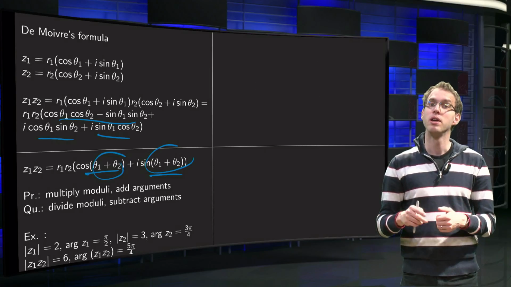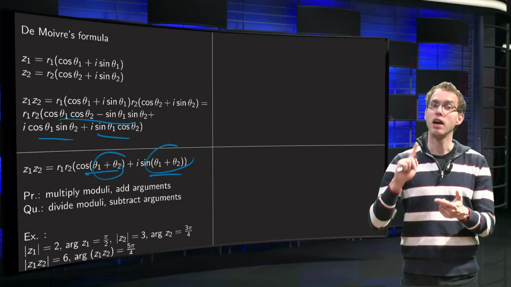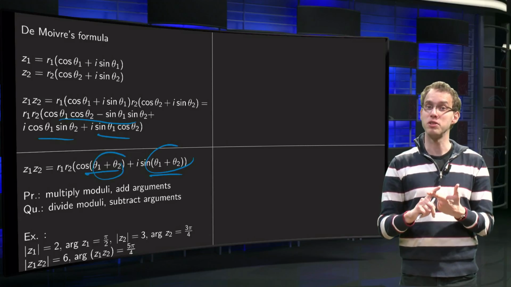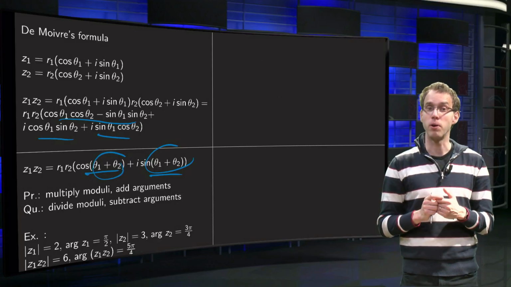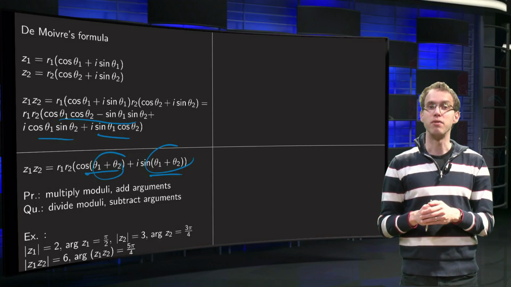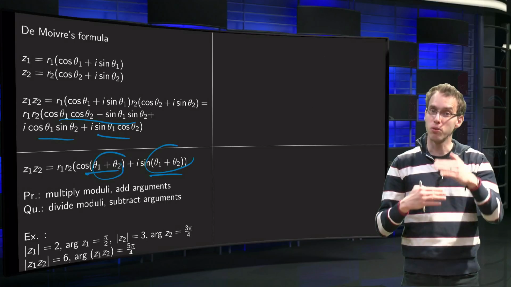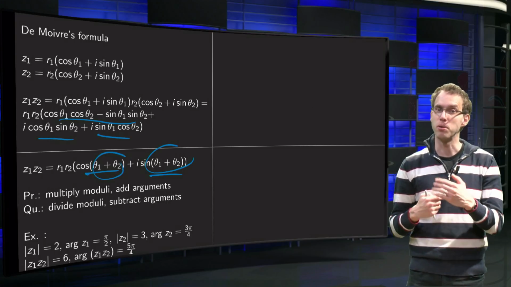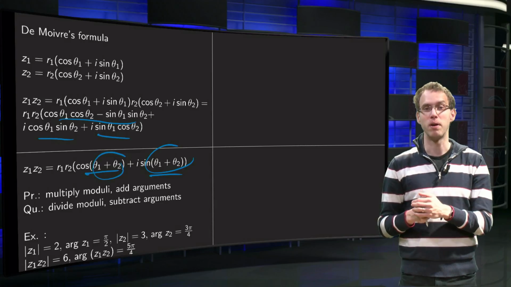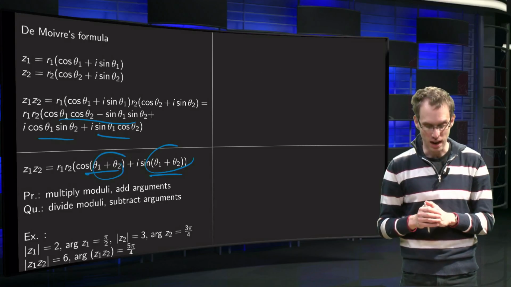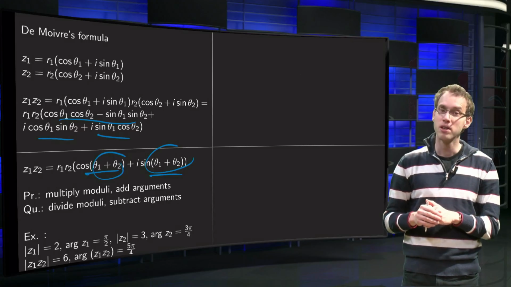So if you compute the product of complex numbers, and you have them already in polar form, what do you need to do? You need to multiply the norms, and you will have to add the arguments. So that's the easy way to compute a product. And of course, if you want to compute a quotient of two complex numbers, you have to do the inverse operations. So you have to divide r1 by r2, and you have to subtract the angles theta 1 and theta 2.